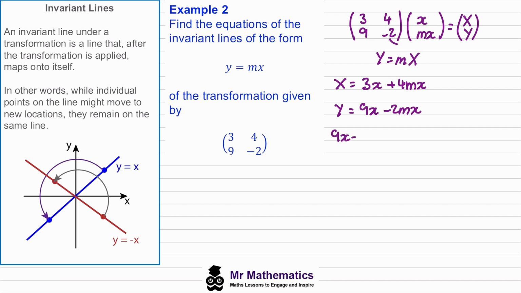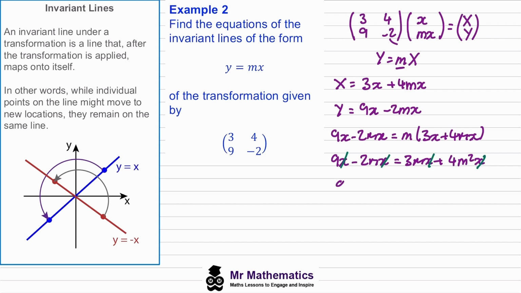So 9x minus 2mx will equal the gradient m multiplied by big X, so 3x plus 4mx. We'll expand out this bracket, so 9x minus 2mx will equal 3mx plus 4m squared x. Now we can divide both sides by the x term, and these will cancel. So we have 9 minus 2m will equal 3m plus 4m squared.